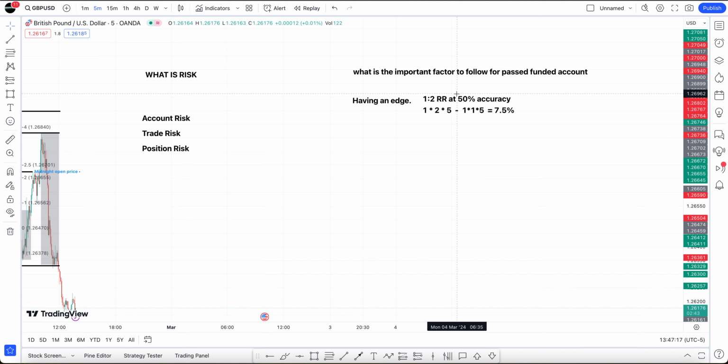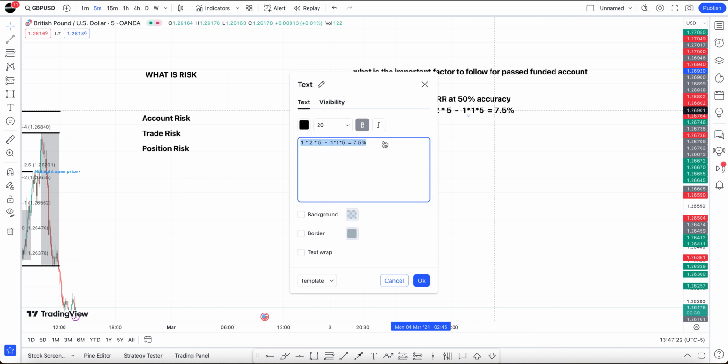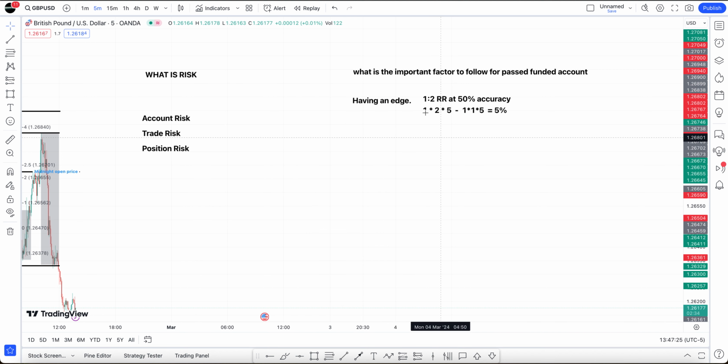Oh, damn. My bad. This is actually wrong. That's 5%, not 75%. After 2 weeks, you'll have 5%. That's on a 1-2 risk reward at 50% accuracy. So you've got 10 minus your 5, which is 5%. That's simple enough.